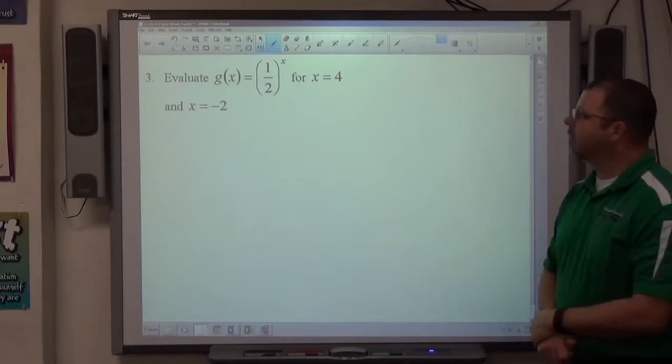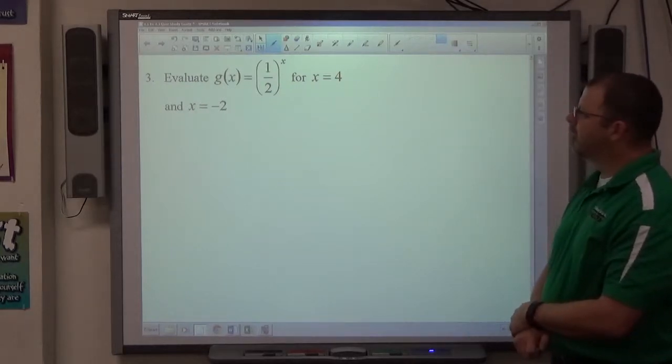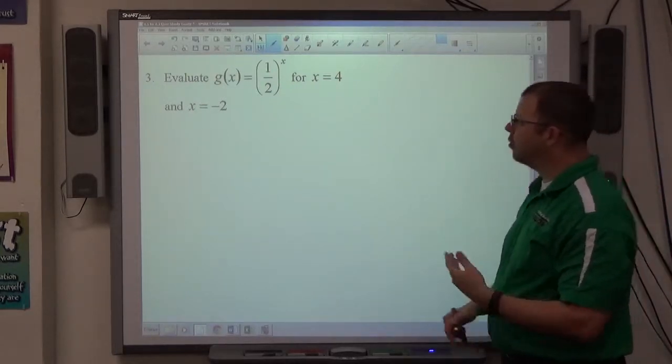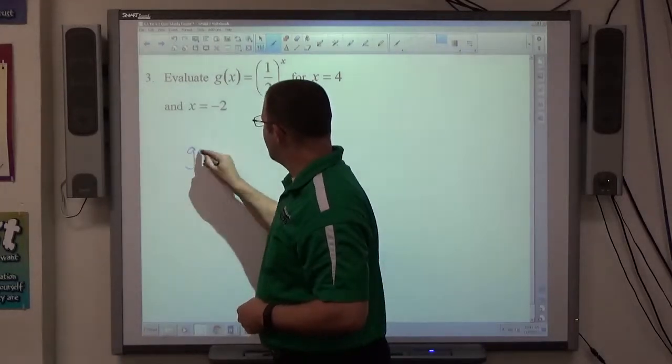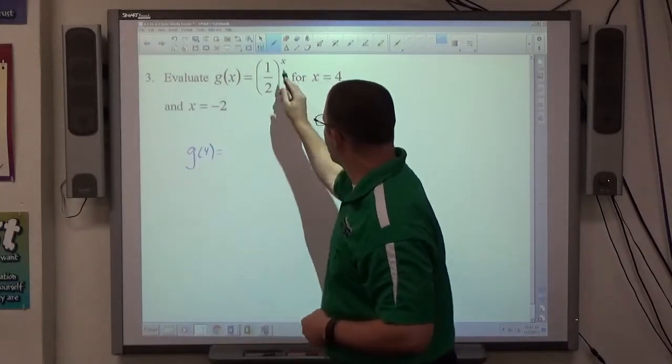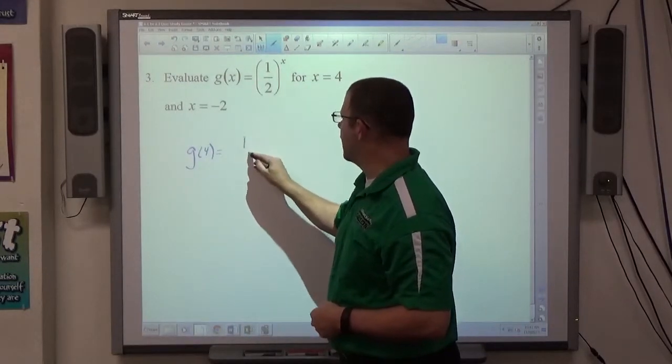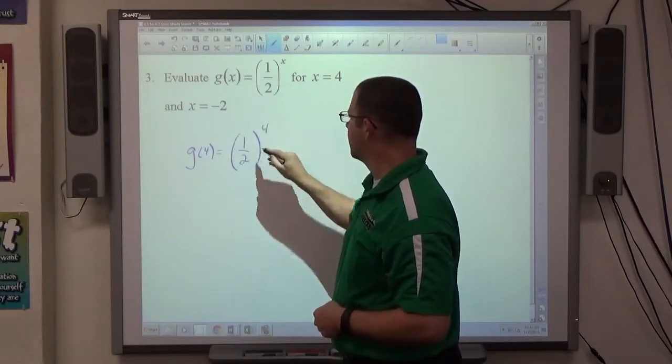Okay, number 3, evaluate g of x equals 1/2 to the x power for x equals 4, x equals -2. So g of 4 equals, and the function g of x is 1/2 to the x, so it's going to be 1/2 to the 4th.